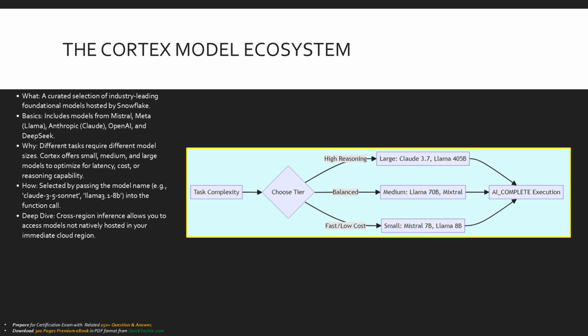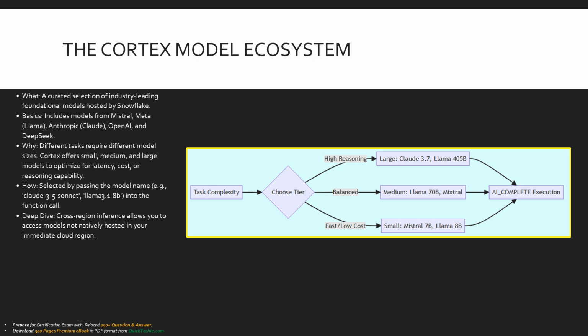Let us walk through this decision tree diagram, which illustrates how you should select models in Cortex. On the left, we begin with task complexity. As a developer, you evaluate your use case and move to the Choose Tier decision node. If your task requires complex, multi-step logic, you follow the top path to large frontier models like Claude 3.7.